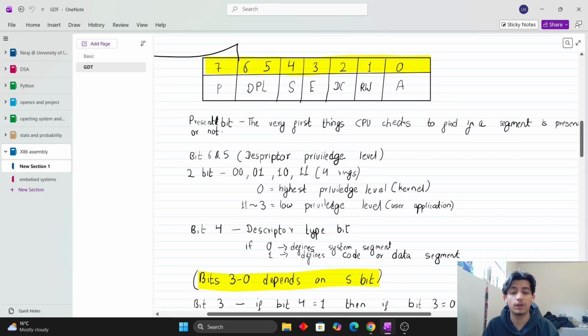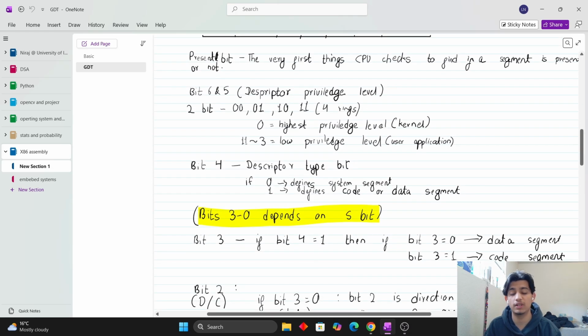Okay, and bit 4. Bit 4 is the descriptor type bit. That means if it is 0, it defines a system segment. I'm not going to deep dive into what a system segment is. You can look into the notes that I have provided, like the website that I told. It will also be in the description. But for now, we will only look at bit 4 equal to 1. That means it defines a valid code or data segment.